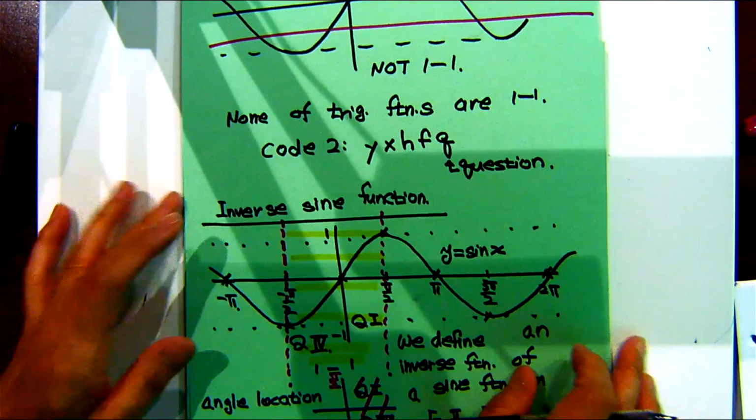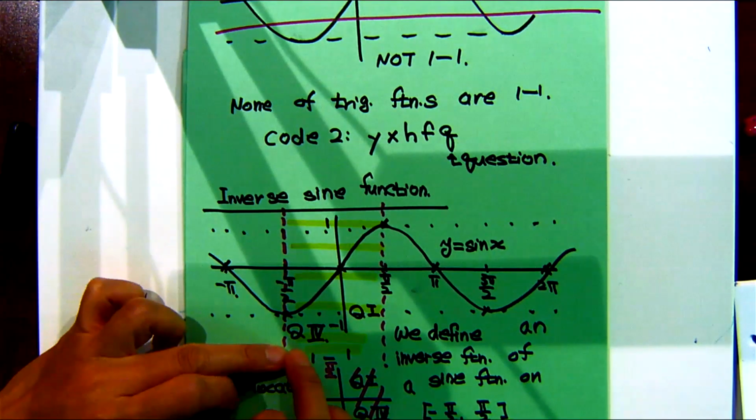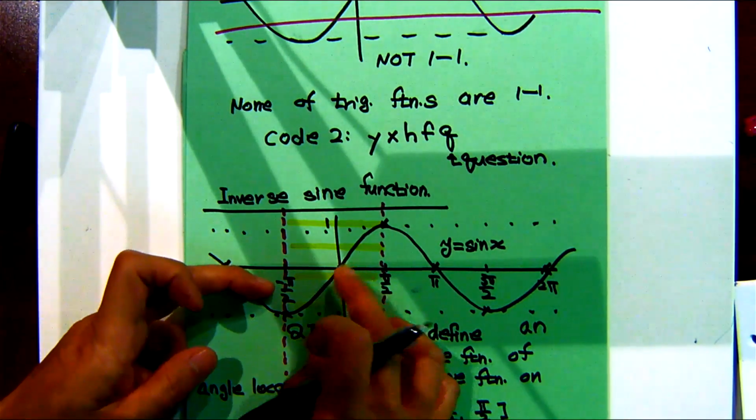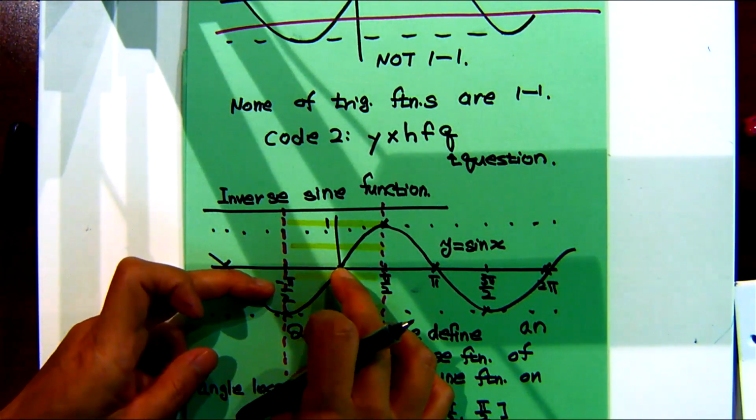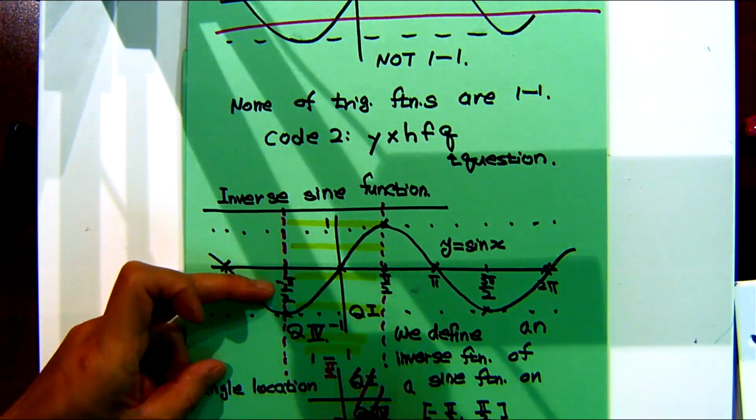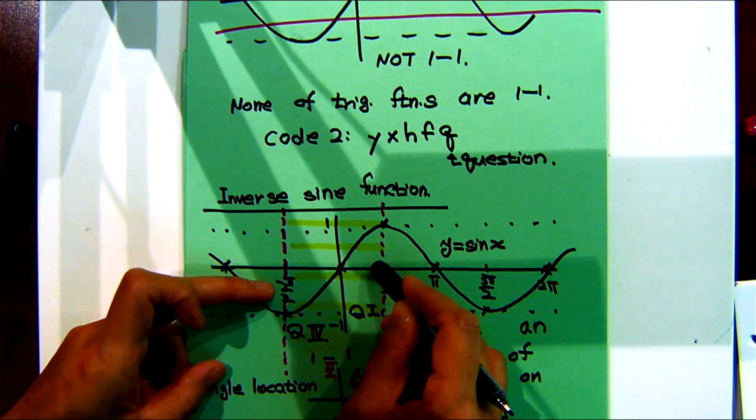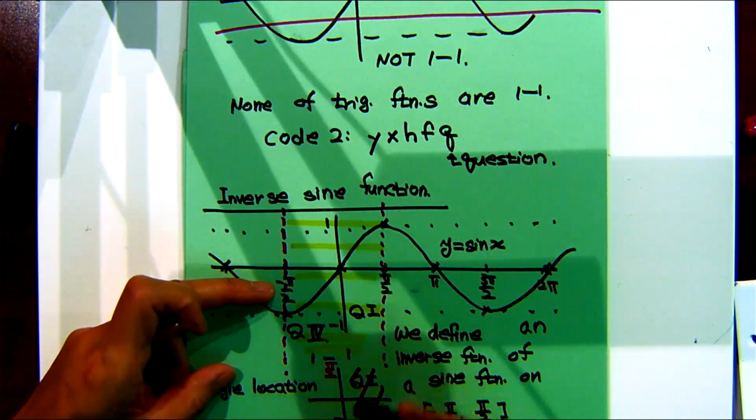So what I said was the angle value between negative pi over 2 to 0 is quadrant 4, right? Yeah, so quadrant 4 here. And 0 to pi over 2 is quadrant 1, right? Quadrant 1.